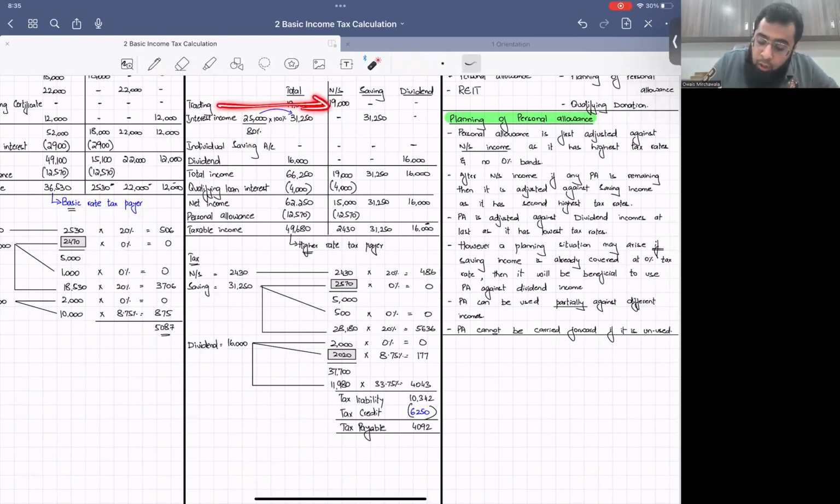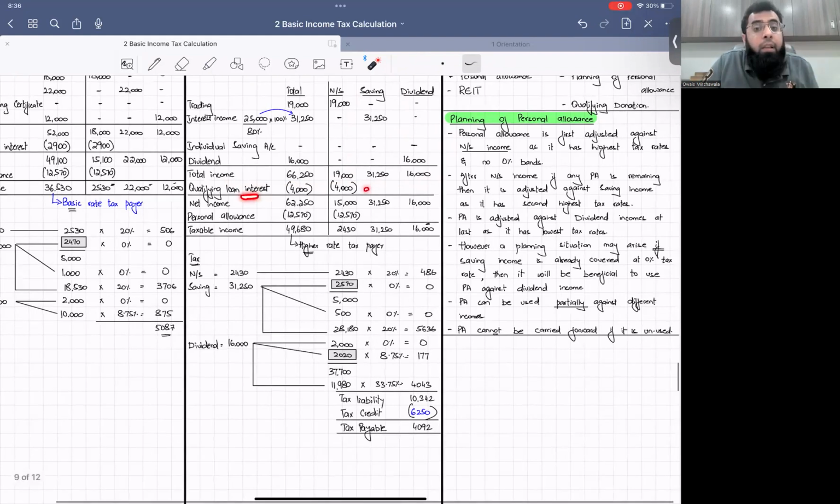Trading income goes in non-saving. Interest income goes in saving. Individual saving account is simply exempt. Individual saving account and national saving certificates are exempt. And dividend goes in the column of dividend. We will add up all of them to arrive at the value of total income. Okay? Now we'll adjust the qualifying loan interest expense from total income to arrive at the value of net income. Personal allowance to get taxable.